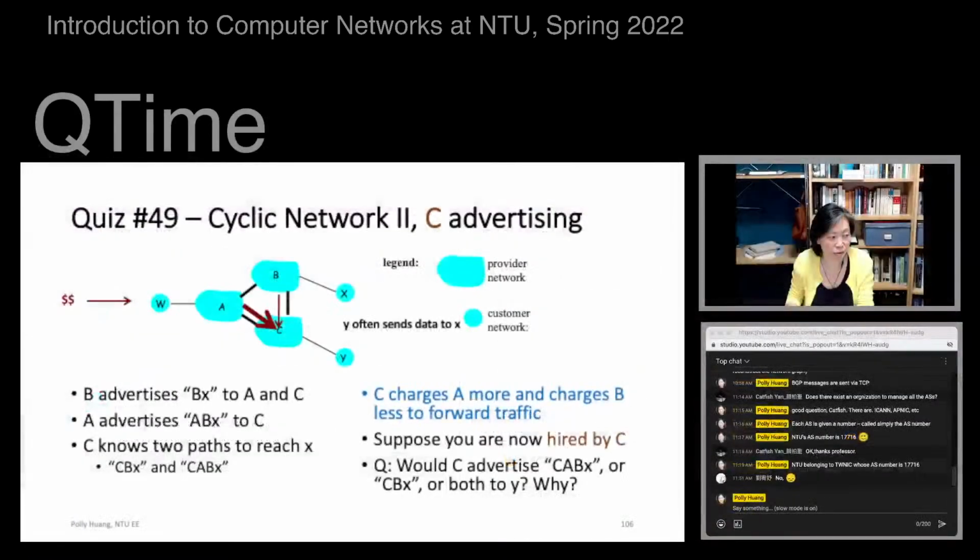Now, let's move on to the next quiz. Okay, number 49. The scenario remains the same. Let's assume B has already advertised BX to A and C. So B has already advertised BX to both A and C. And further, A advertises ABX to C. So in a way, provider C here learns two AS paths to X. One is CBX. The other is CABX.